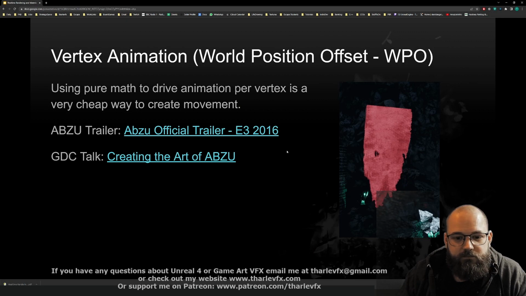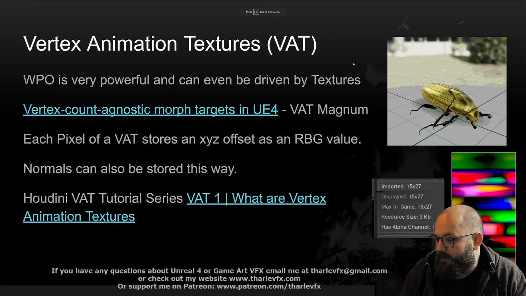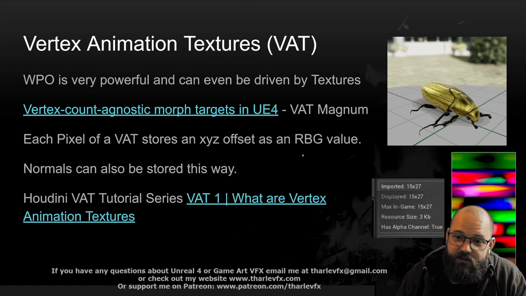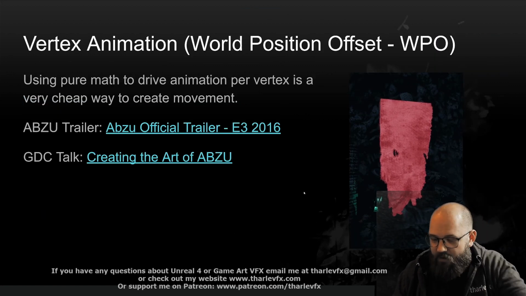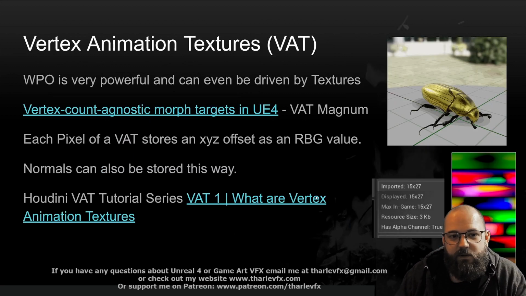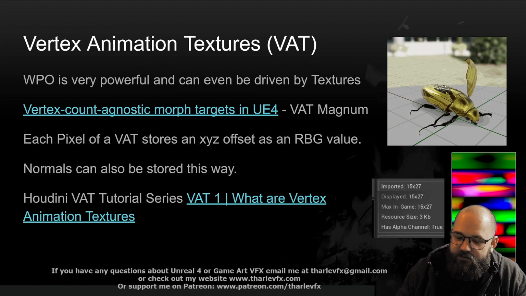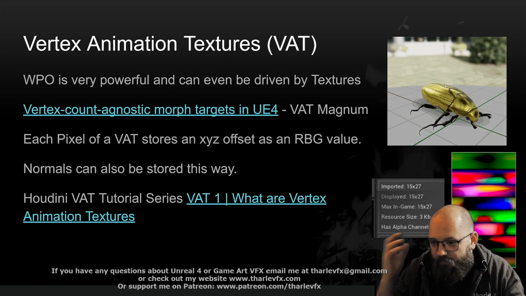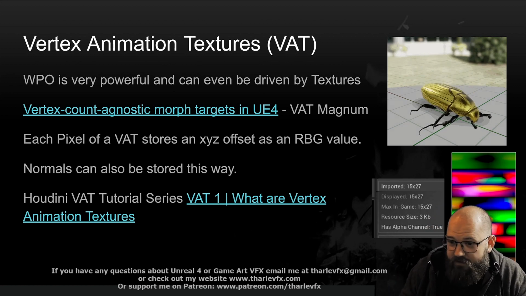Cool. So we can take that one step further. We can do a nice basic repeating animation such as this cloth and the fabric moving, no problem. But if we want something a bit more complex, we can use what's called a vertex animation texture. This uses texture data to store animation and then plays it back through the vertex shader. It's a very, very cheap way of doing this.